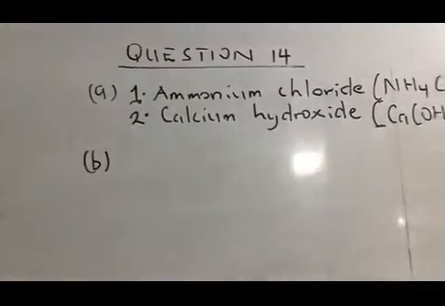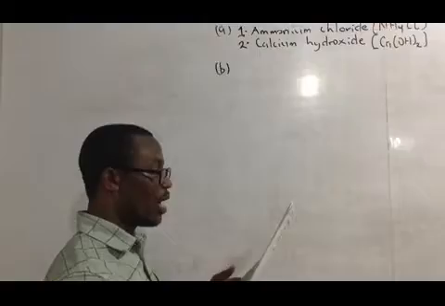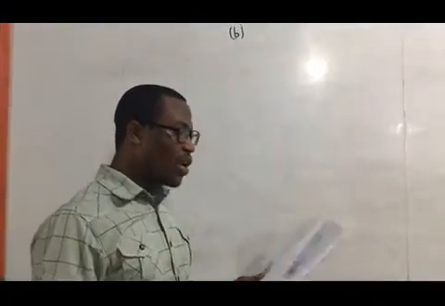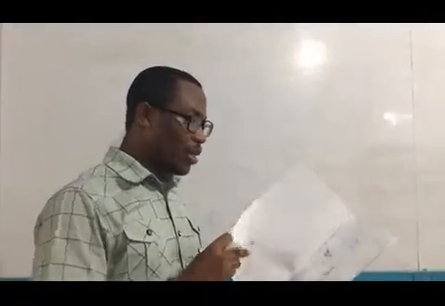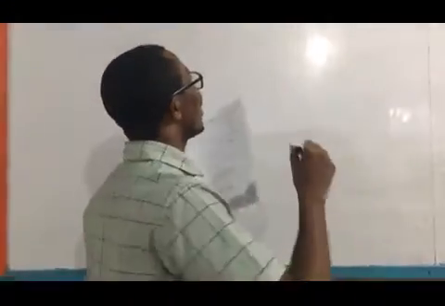Question B. It says what suitable substance could be used to dry the gas and why? So if you look at the setup for preparation of ammonia gas, the drying agent used is calcium oxide.